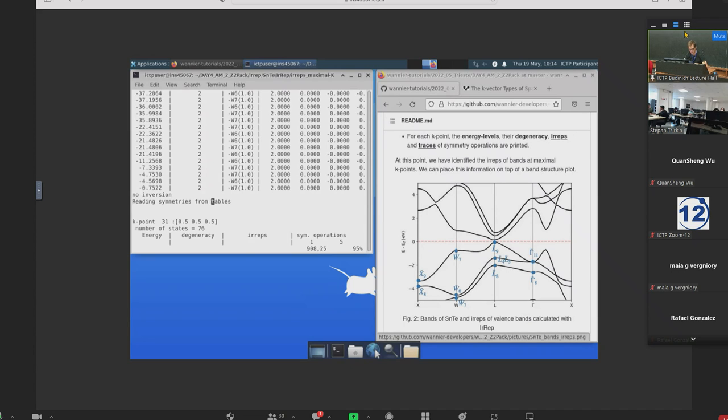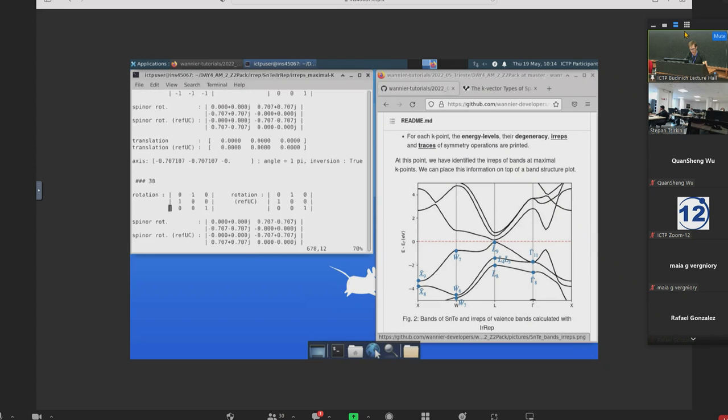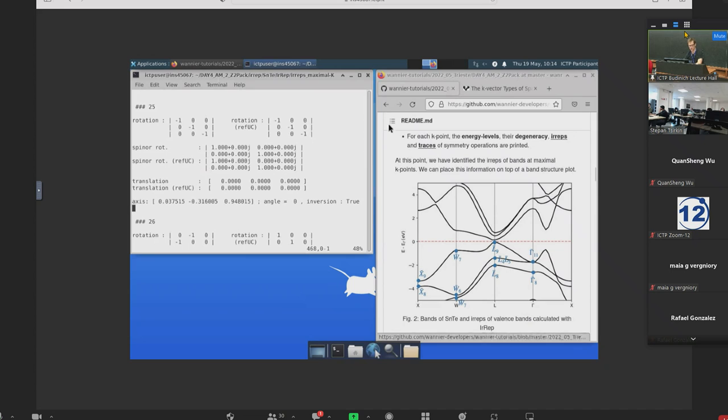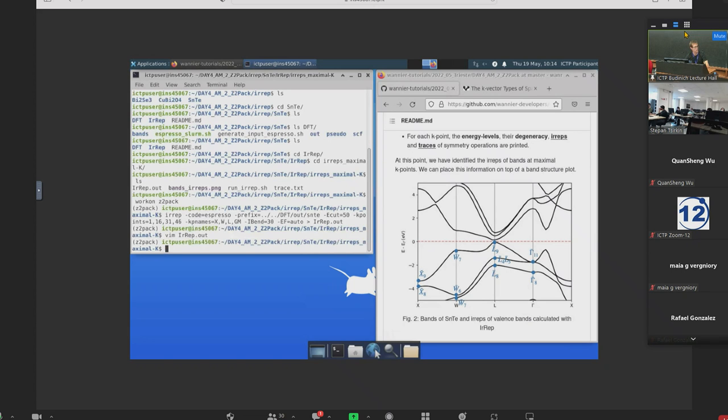Before closing this file, let me show you that there's a particular symmetry operation which is very interesting for us, which is the 25th operation. It's inversion. You see that the corresponding matrix is inversion. This is going to be important later when we want to check the calculation of the Z4 and Z2 numbers.